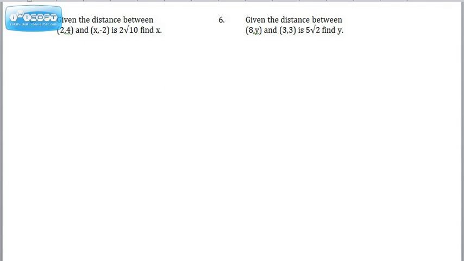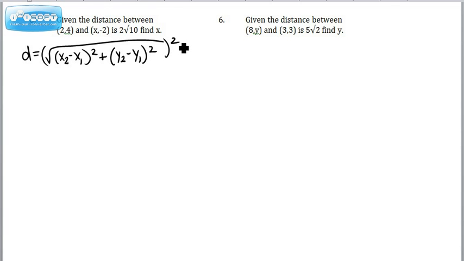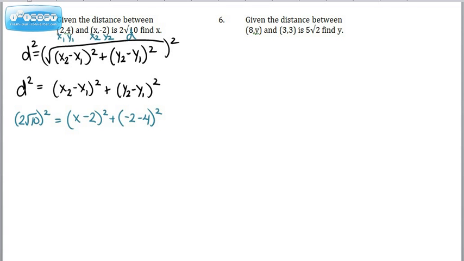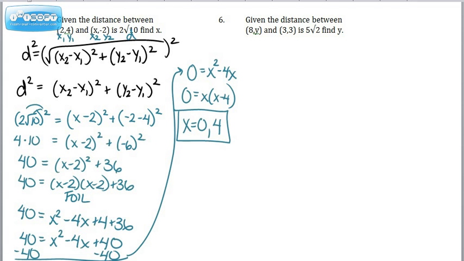We also want to be able to find part of a point given the rest of that point, another point, and the distance. So again, I'd remind you of your distance formula. If we simply get rid of the radical by squaring each side, that's going to give us d squared equals the difference of the x values squared plus the difference of the y values squared. At this point, we can plug in what we know. And again, use order of operations to simplify. And this gives us the solutions of x equals 0 or 4.